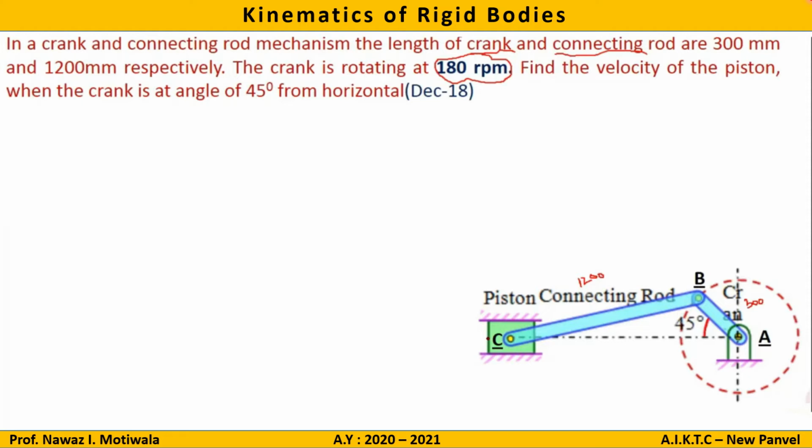So from the figure given alongside, how many links are there? Yes, there are two links, link AB and link BC. For link AB, what will be the ICR? The ICR will be point A because it is hinged at this point. Now similarly for link BC, what will be the ICR? We need to find it by drawing the perpendiculars to the velocity, or as a shortcut we have to extend the link which is hinged.